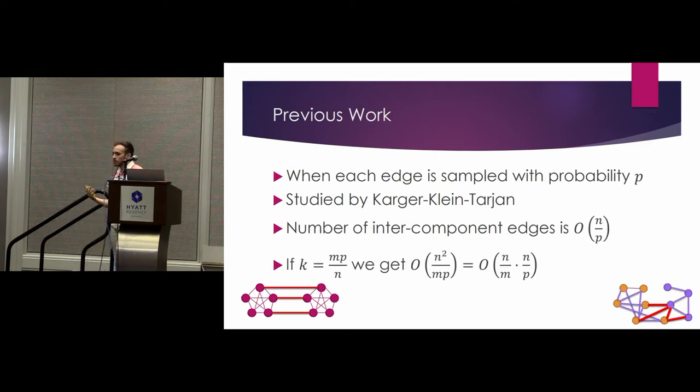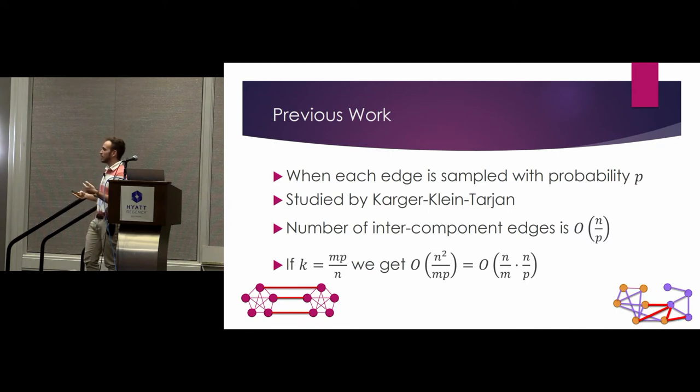And if we are using our sampling method to get the same number of edges overall, that means that we are plugging k to be mp over n. This means that we would get mp edges, and if you pick each edge with probability p, you also roughly get mp edges, then the bound we get is n over m times n over p. So for dense graphs, there is a huge factor between them. There is an n factor, and actually we can show that the result is tight.